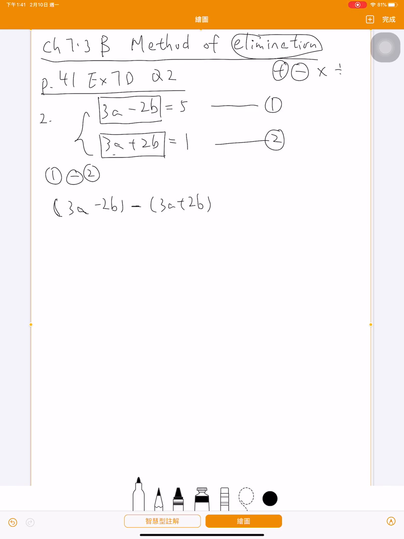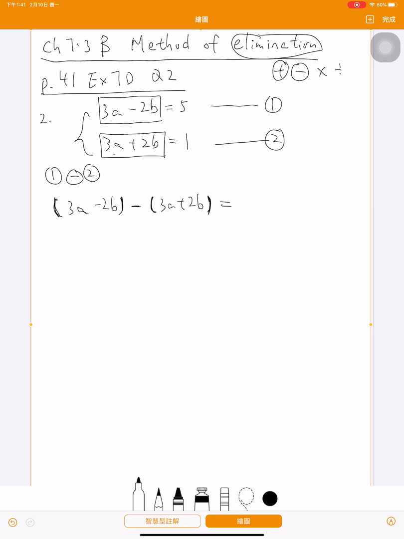But don't forget the brackets here. They are very important, especially when you are using the minus. If you do not add the bracket, the positive sign, negative sign may be not correct. Then for left hand side, we have already done.